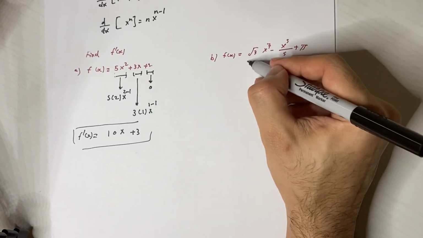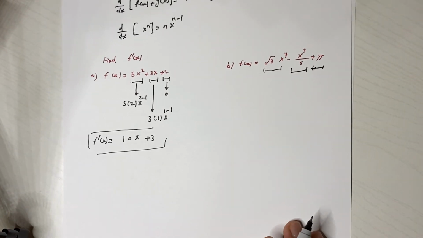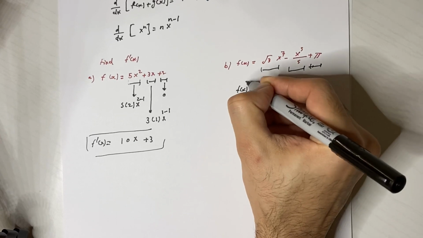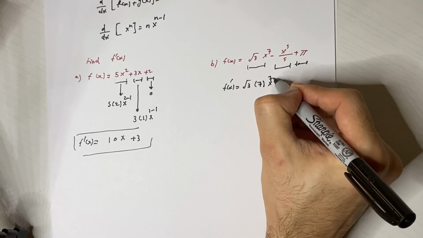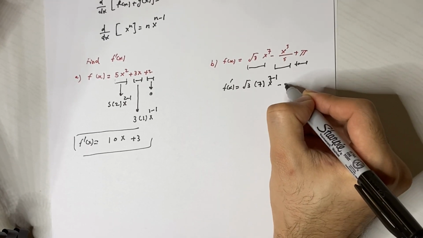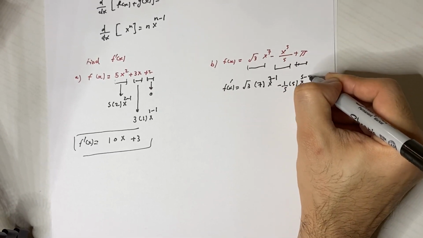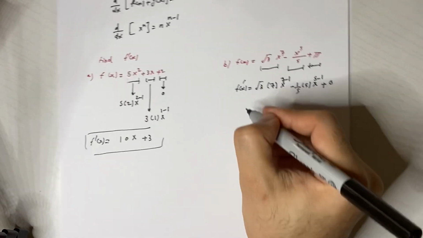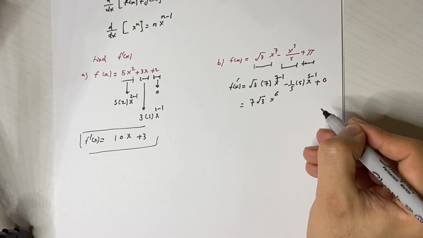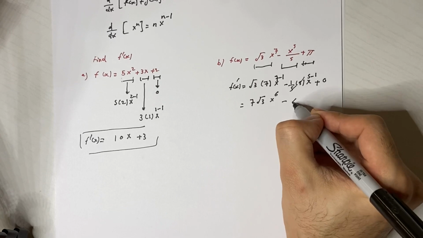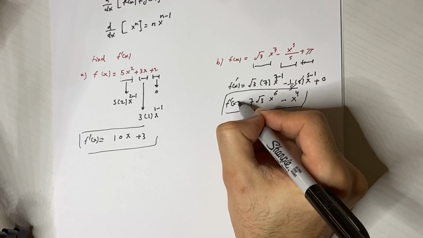Now the second one, the same thing: we will apply the second rule here. We will take each derivative separately and then combine them, or we can do it together. This is just using the power rule here. And remember, the derivative of a constant is just 0. We are simplifying, and that should be our answer.